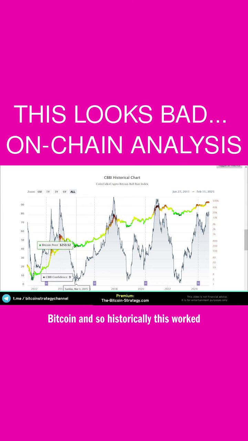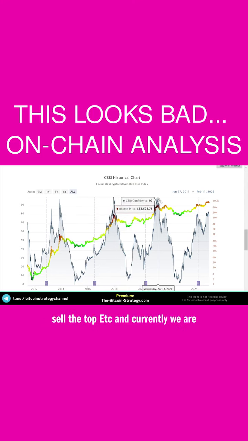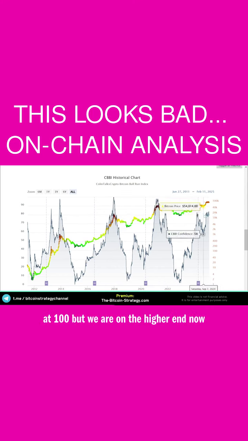And so historically, this worked very, very well, right? Historically, we tended to buy bottoms to then afterwards sell the top, to buy the bottom again, to sell the top, etc. And currently, we are rather on the higher end. We are not yet at 100, but we are on the higher end.